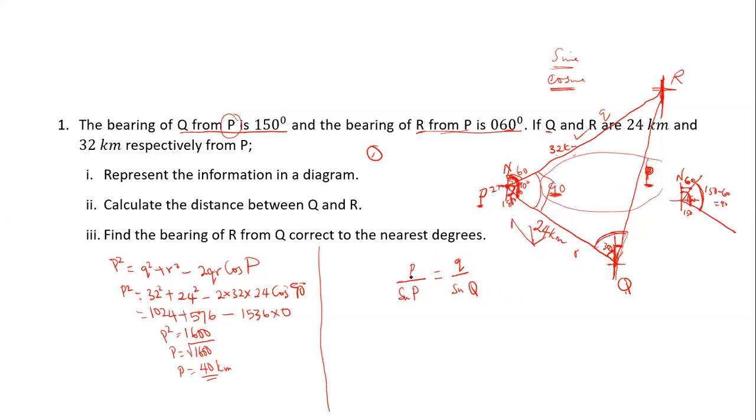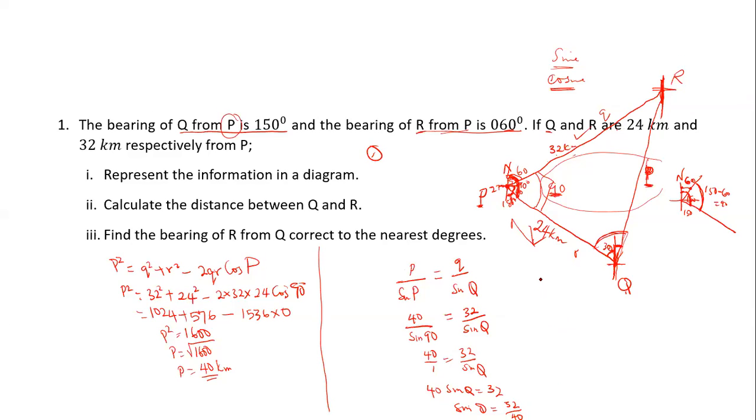Small p, we have got to be 40. Big P is 90, equals small q is 32. Big Q is what we are looking for. So sine 90 will give us 1, equals 32 over sine Q. If you cross multiply, 40 sine Q equals 32. So sine Q will be equal to 32 over 40.